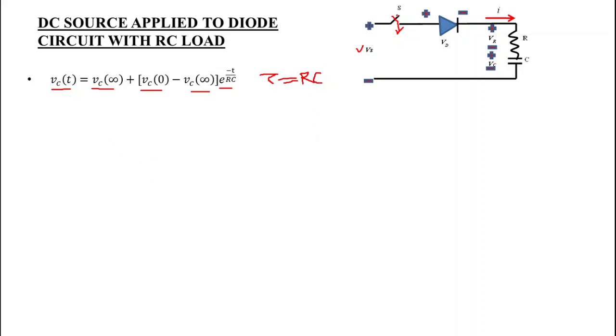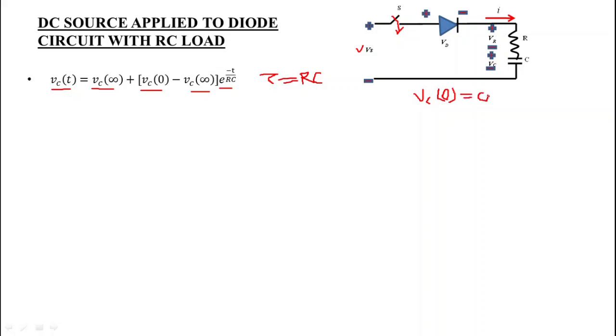Now when this switch is closed at t equals 0, then what happens? For a sudden change in voltage, this capacitor acts as a short circuit. So Vc(0) is equal to 0 because the voltage drop across a short circuit is 0.